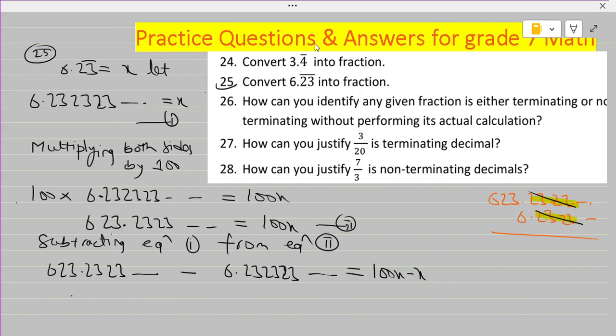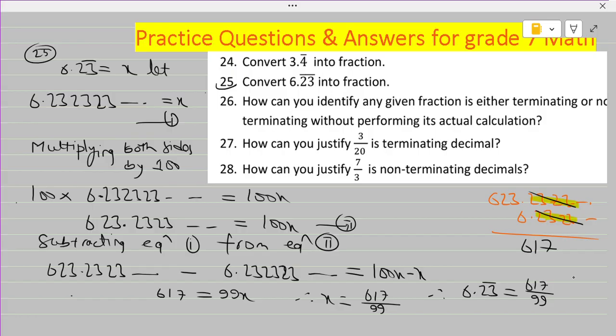After cancelling, from 623 we subtract 6. So how much are we going to get there? 13 minus 6, we do, is it? So 7 we get, and 1, 617. So 617 equals 99x. Therefore x equals 617 divided by 99. It's an improper fraction, and if you want to convert it into a mixed fraction, we can convert it. Therefore 6.23 bar is equal to 617 divided by 99.